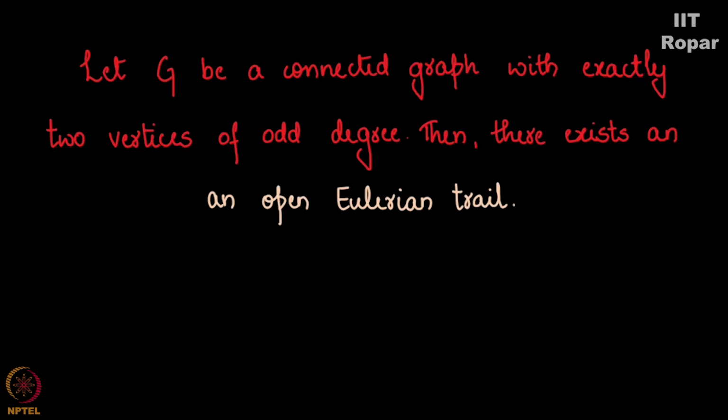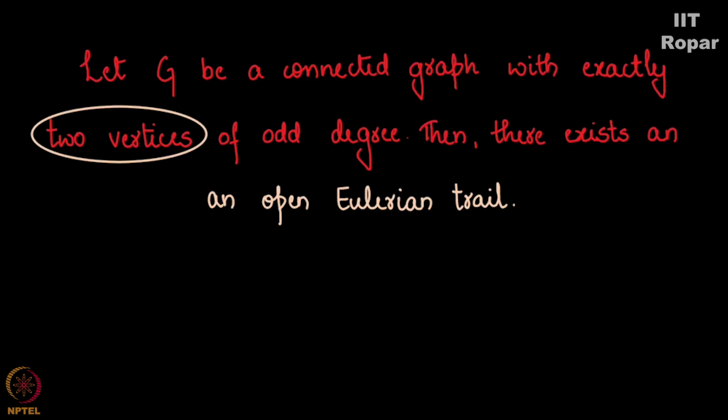Now, let me explain the theorem. If G is a connected graph with exactly two vertices which are having odd degree, then it says that there is an Eulerian trail in it. What did we see earlier? We saw that if G is a connected graph with all vertices having even degree, then the graph is Eulerian and vice versa. But now we say that if there are only two vertices of odd degree, then still we can find an Eulerian trail.